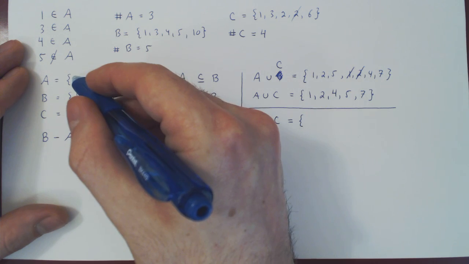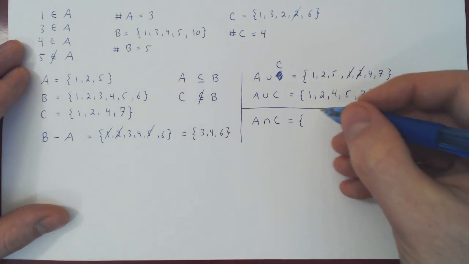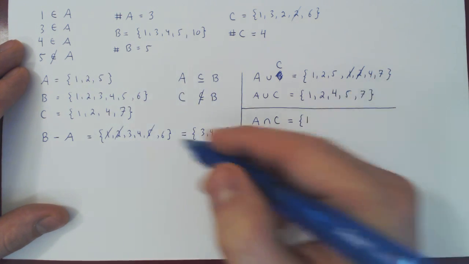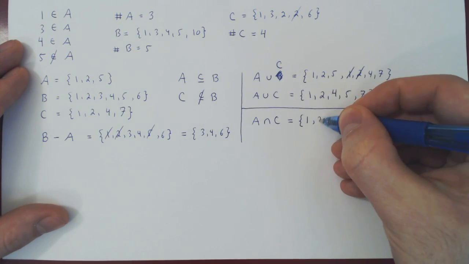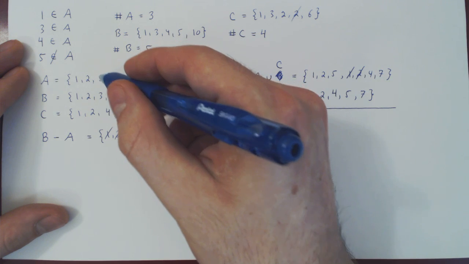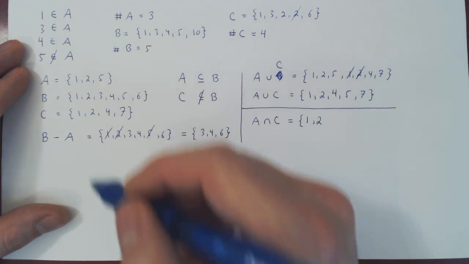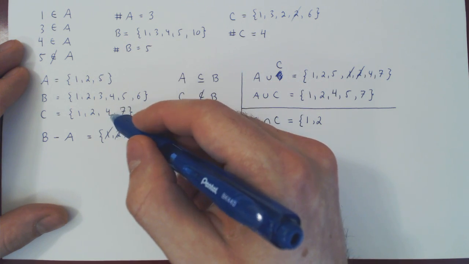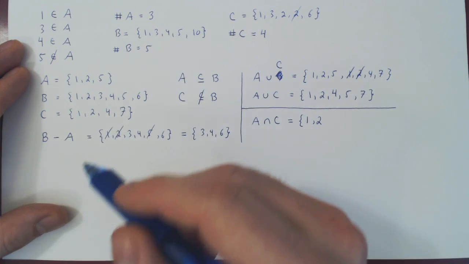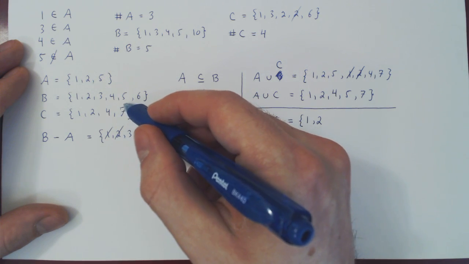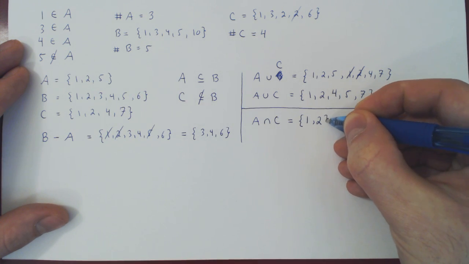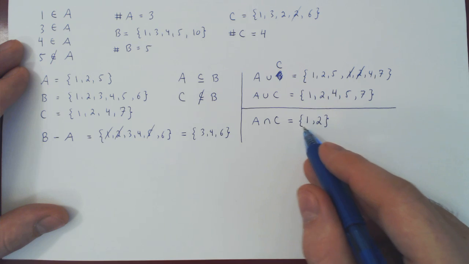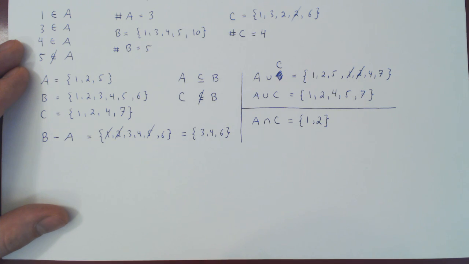Well, 1 is a member of both A and C, so it is in the intersection. 2 is a member of both A and C, it is in the intersection. 5 is in A but not in C, not in the intersection. 4 is in C but not in A, not in the intersection. And 7 is in C but not in A, not in the intersection. So A intersect C is quite simply {1, 2}.